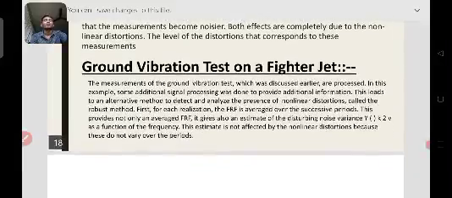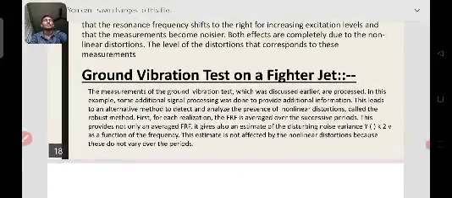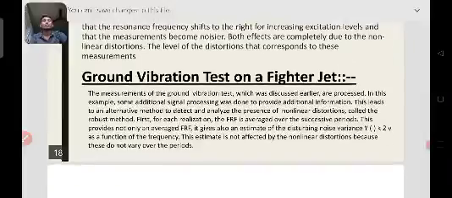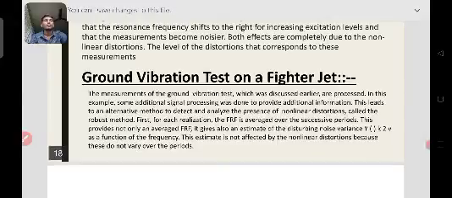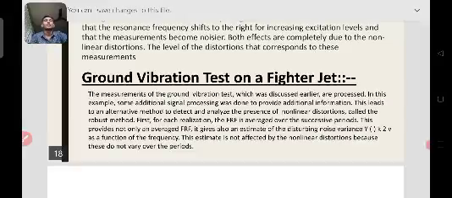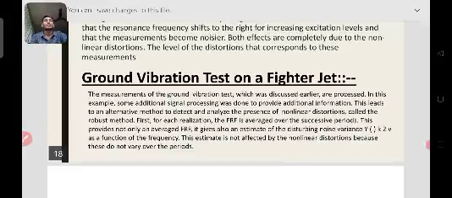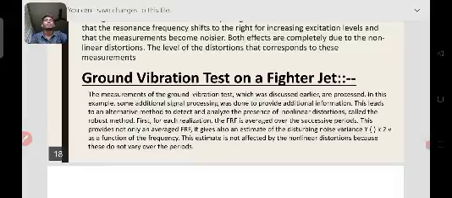So, ground vibration test on a aircraft. It is an example for the above topic where the measurement of a ground vibration test which was discussed earlier is processed. In this example, some additional signal processing was done to provide additional information. This leads to an alternate method to detect and analyze the presence of nonlinear distortion, called the robust method.